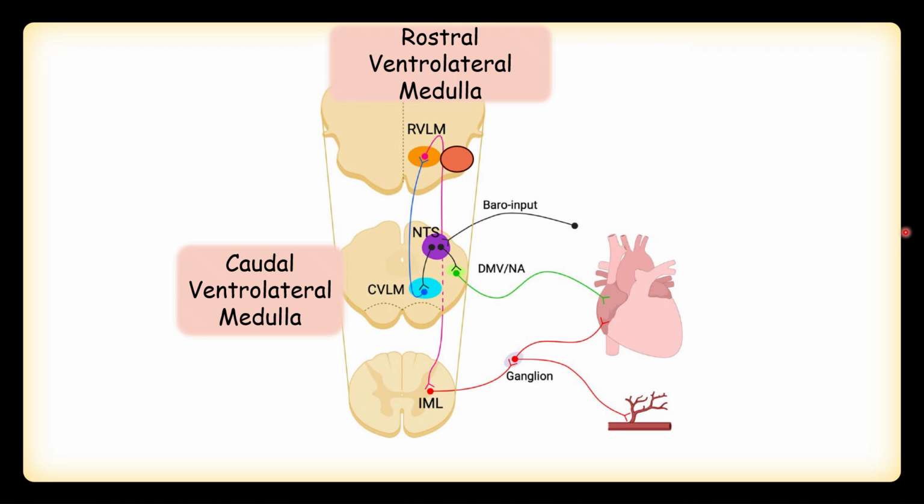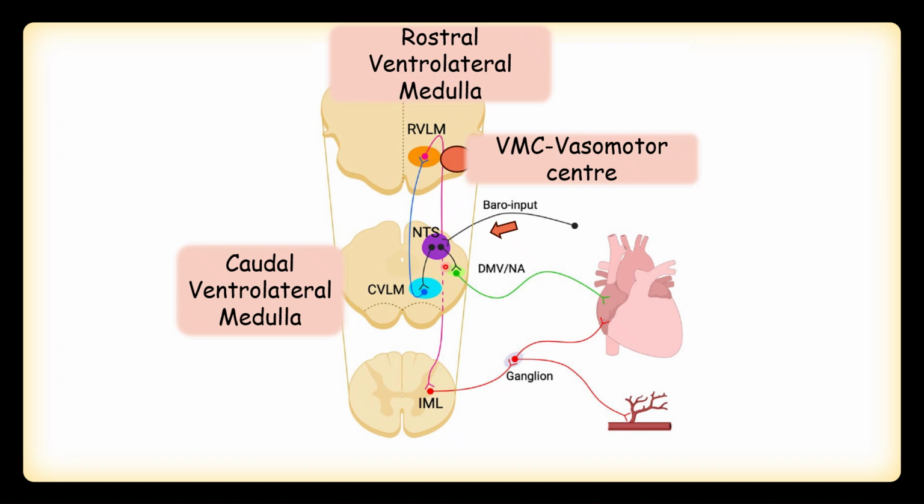pressure, and in the RVLM is present a structure called the vasomotor center. This is mainly responsible for controlling the vasomotor tone of the blood vessels. And then we are having the nucleus tractus solitarius, which is the nucleus of the 10th cranial nerve, vagus nerve. And any input, baroreceptor input, that is the pressure input from the blood vessels, it first passes through the nucleus tractus solitarius, then it sends impulse to CVLM, and it passes to RVLM.